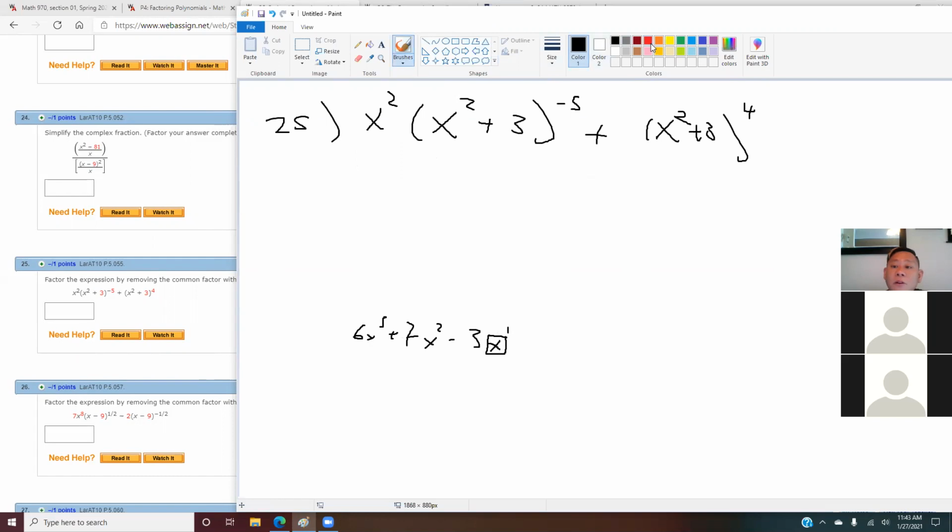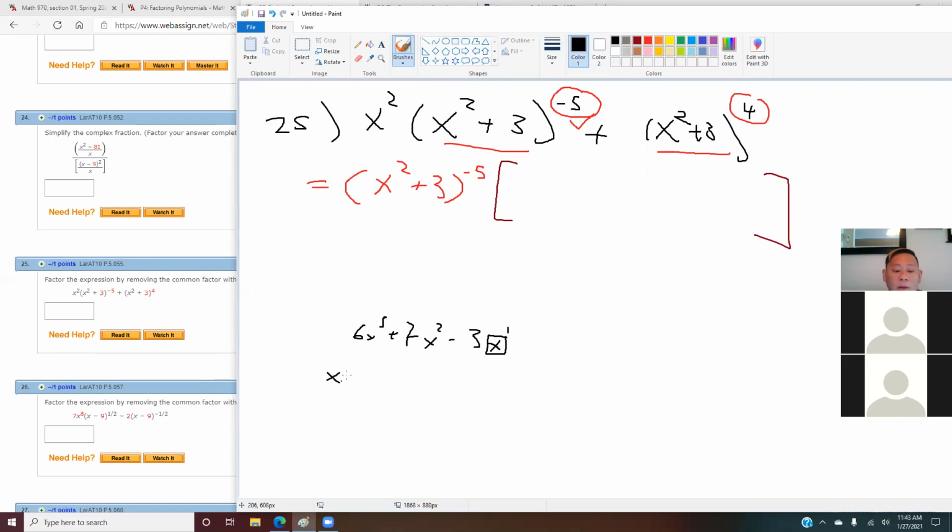So if you look at this question, these two terms are exactly the same, but look at the powers here. One is -5 and one is 4. As you guys remember, when you do the GCF, you always pick the smallest one. So this is the smallest one. So we can actually factor out x squared plus 3 to the power of -5. Like last time over here, you factored out x, right? Because that's the smallest one. So for this case, x squared plus 3 to the power of -5 is the smallest one. So you can factor that one out.